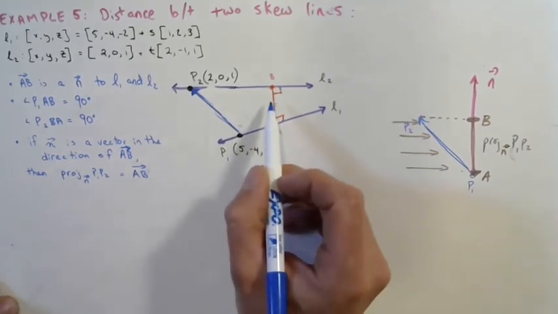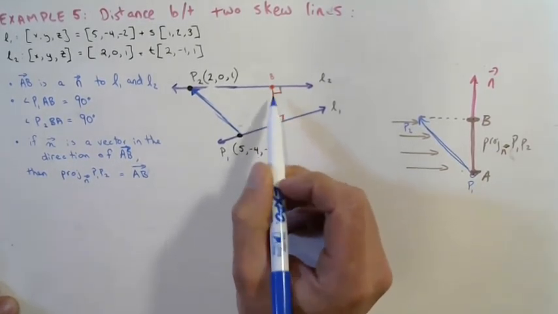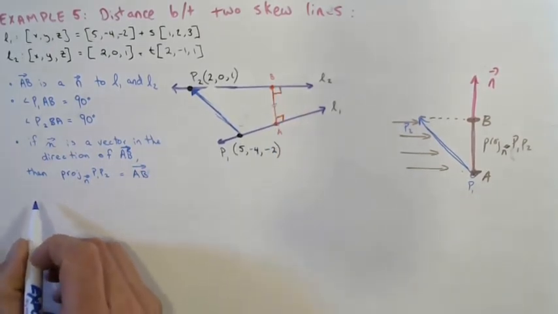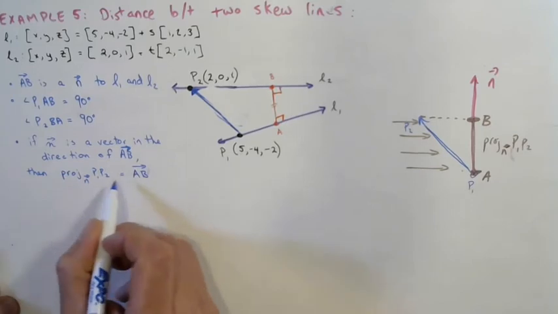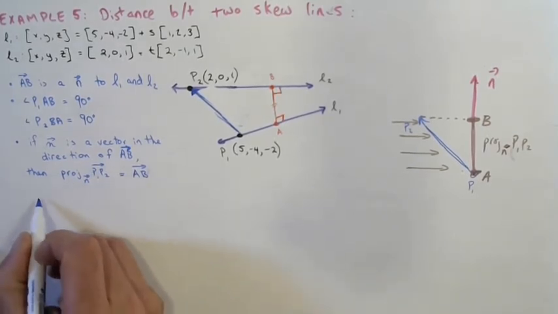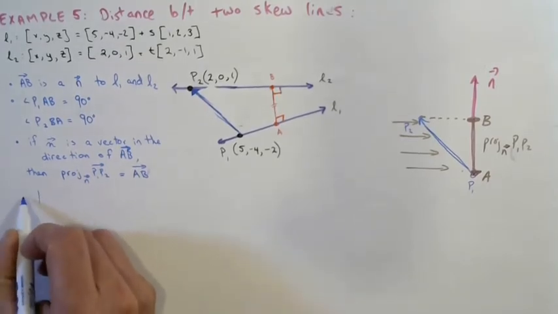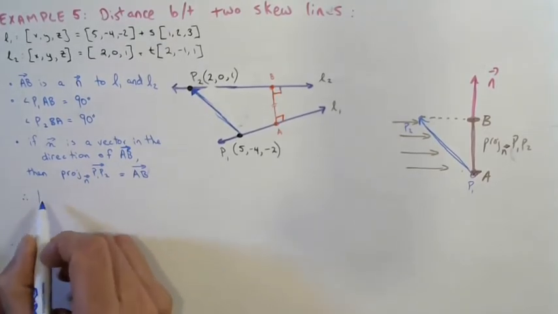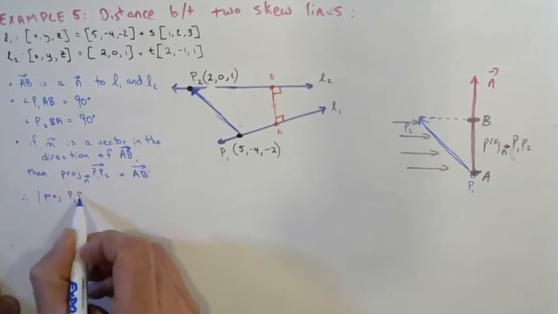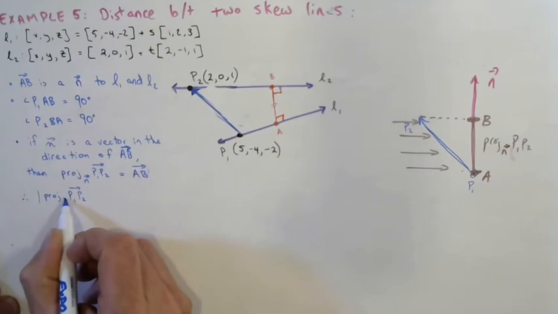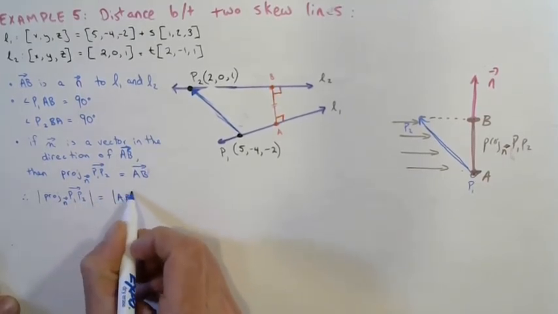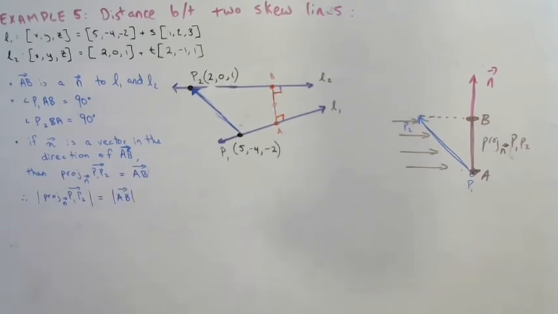Well, what we're looking for is actually the length of that line. So all we're concerned with is the magnitude of AB. Since these are equal vectors, that tells us that the magnitude of the projection of P1, P2 onto N is equal to the magnitude of AB. And since that's what we're concerned with, that's all we need to find out.